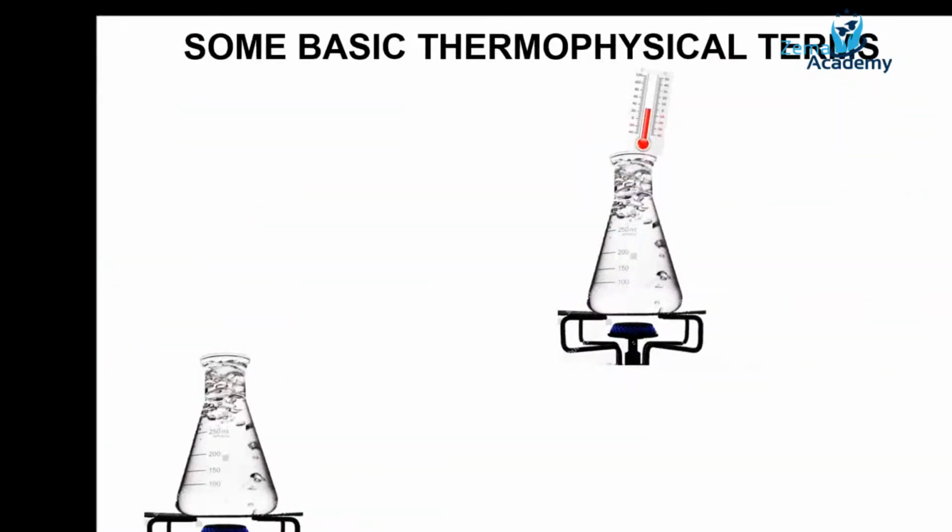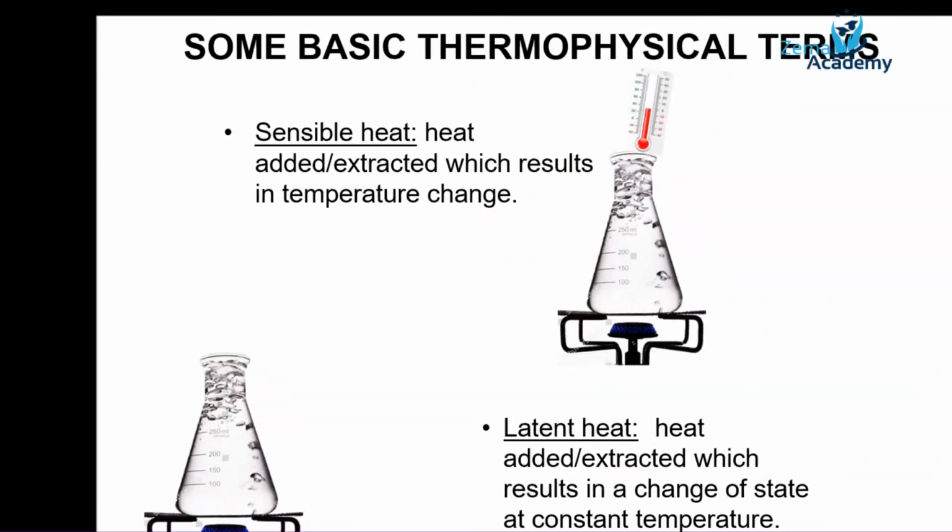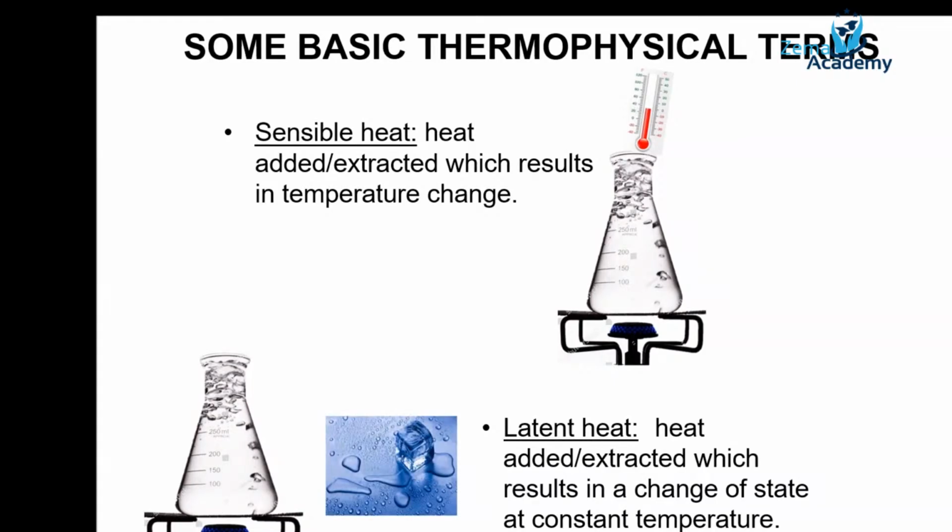I'm going to quickly go through some basic terms that you will come across in the refrigeration industry generally, like sensible heat and latent heat. They both deal with either heat extraction or heat added into a material, but one results only in temperature change, and the other results in state change. So sensible heat results in temperature change, as opposed to latent heat, which results in state change. And a good example of latent heat is ice melting.